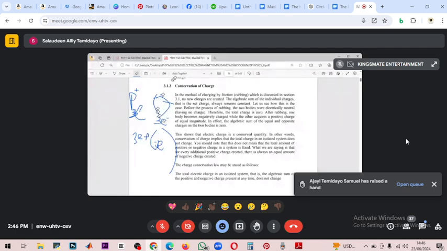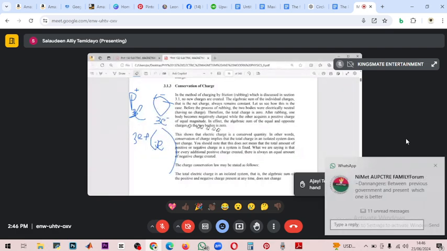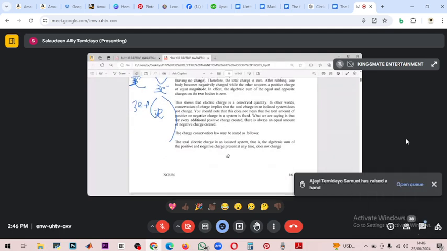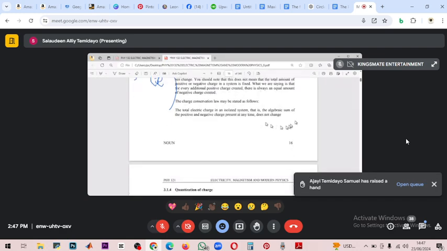That is, in a closed or isolated system, the electric charge before transfer of electron is equal to the electric charge after transfer of electron. When they have not been losing any electron, what was their charge? 0. Having no charge. So after they transfer electron, we added them together, still 0. So that is what the law says. They said the law can be stated as follows: the total electric charge in an isolated system, that is the algebraic sum of the positive and negative charge present at any time, does not change.